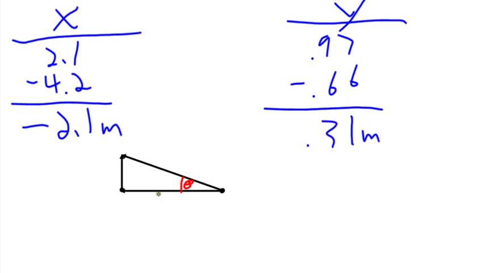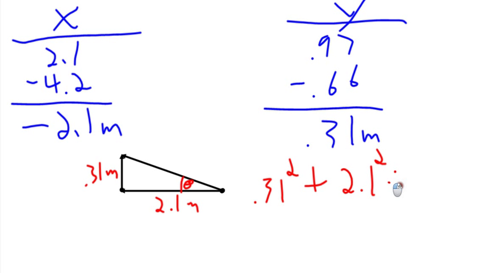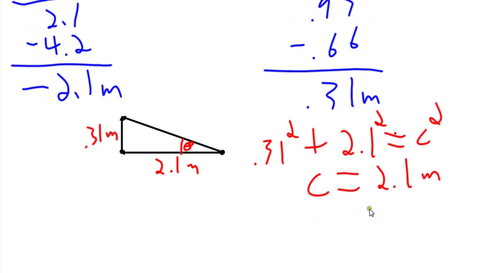All right, and let's label these vectors as well. So this is going to be 2.1 meters to the left. This is 0.31 meters going up. You'll notice that I've dropped the negative here because we were already showing the direction with the vector. And so we use the Pythagorean theorem again to find our resultant. 0.31 squared plus 2.1 squared is equal to c squared. So our c is equal to 2.1 meters. So we can draw that in.